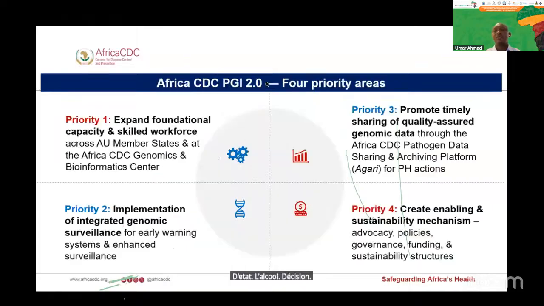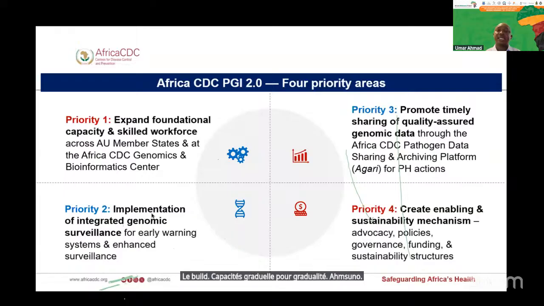So PGI 2.0 focuses on 4 different priorities. The first is to expand the foundational capacity. Since 2018, 2019, we assessed the member states, we understood their limitations, and we built their capacity gradually, and then we were able to start sequencing some specific pathogens. So we are now moving into expanding that foundational capacity that we built across the member states.